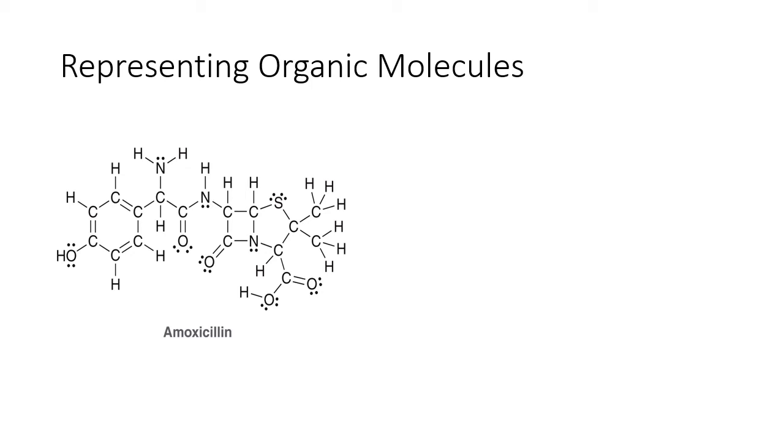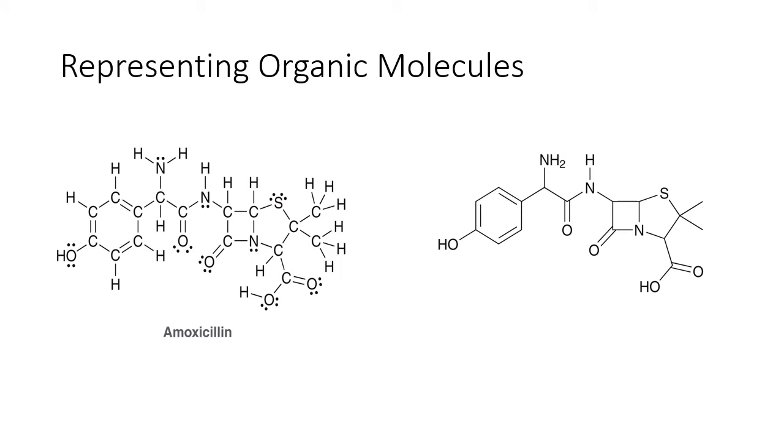It's messy. So what we're going to spend some time doing is learning a new method called line bond structure that allows you to quickly analyze an organic molecule and actually find the important stuff. So look at this. This is the same structure for amoxicillin, but it's cleaned up. Notice that you're not seeing any carbons written out. You're not seeing any hydrogens written out.